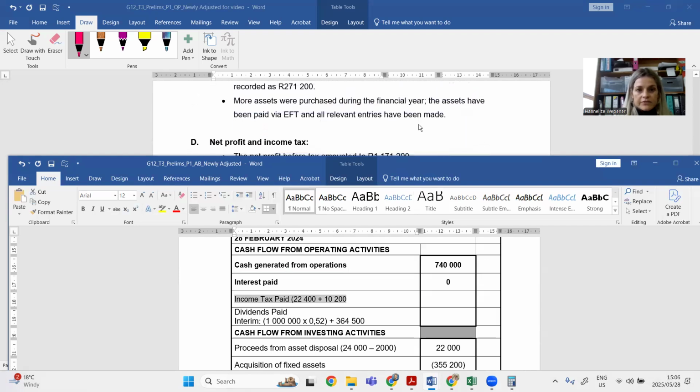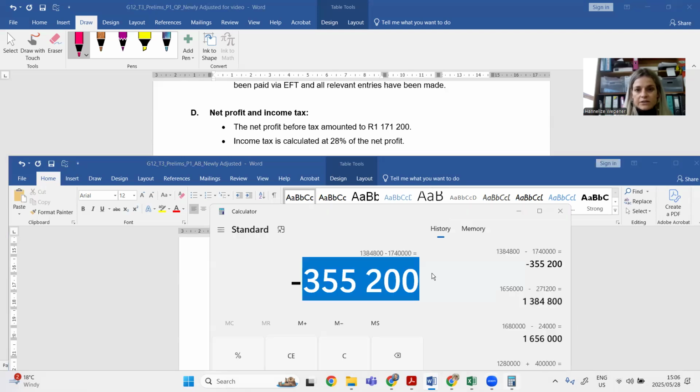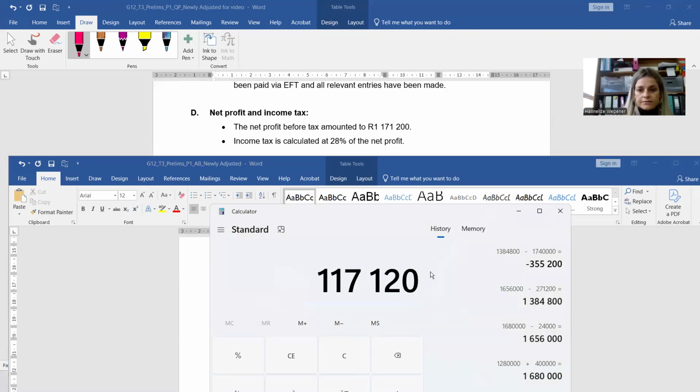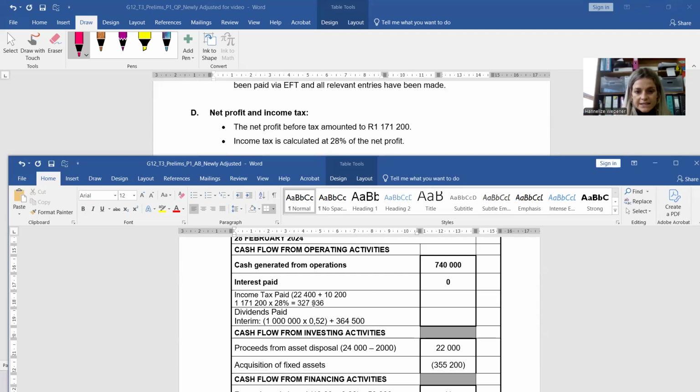So we'll go on to the information that follows. The net profit before tax amounted to this. Income tax is calculated at this rate. So we now need to use our profit before tax to calculate our tax. This is 100% of my profits. I want to know what 28% thereof is because I now need to pay that to SARS. Times 28. There we go. We have our income tax. So this is my income tax expense.